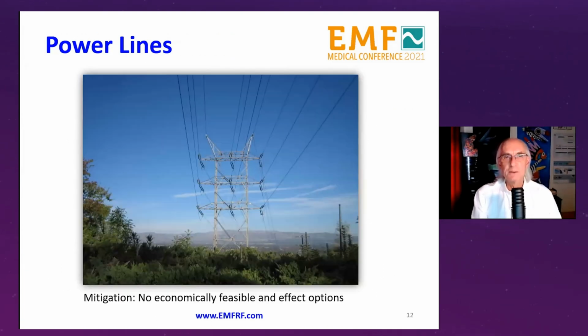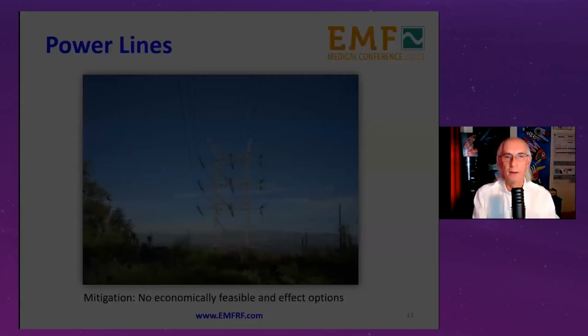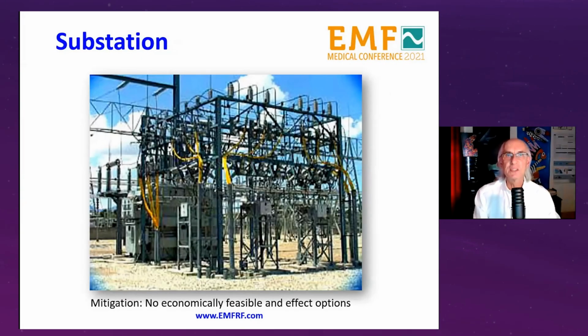Now let's talk about some of the sources in buildings. First of all, power lines. Why do they create high magnetic fields? Because that cancellation effect is eliminated as we are separating the conductors apart, and therefore we get relatively high magnetic fields with power lines. Another source is substations, because same scenario, we're separating the conductors from each other.